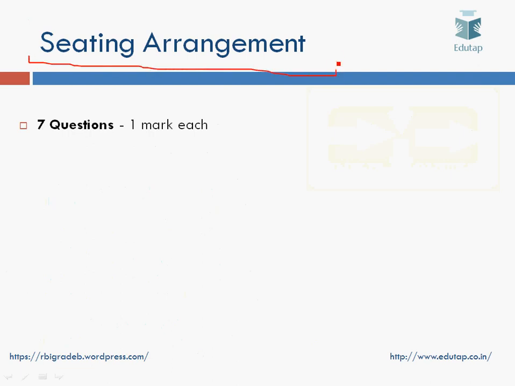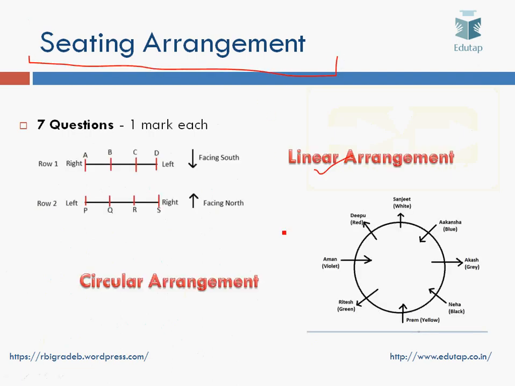Now the next topic is seating arrangement. Seating arrangement can be linear arrangement, can be a circular arrangement. On this again 7 questions were asked in 2016. Each question carried 1 mark, so a total of 7 marks. So directions, you are given some statements and you have to form the arrangement based on the given statements. Can be linear, can be circular.